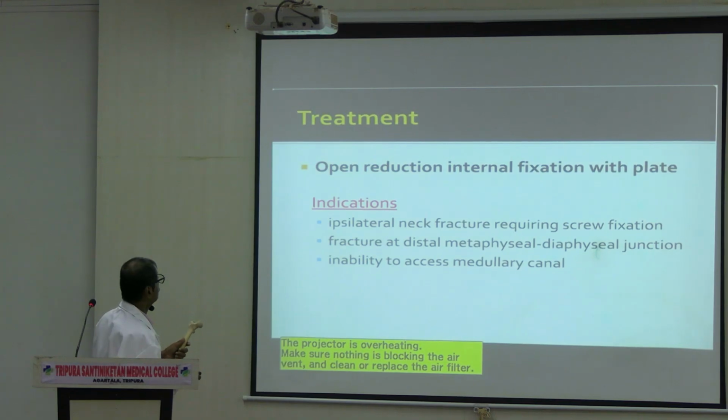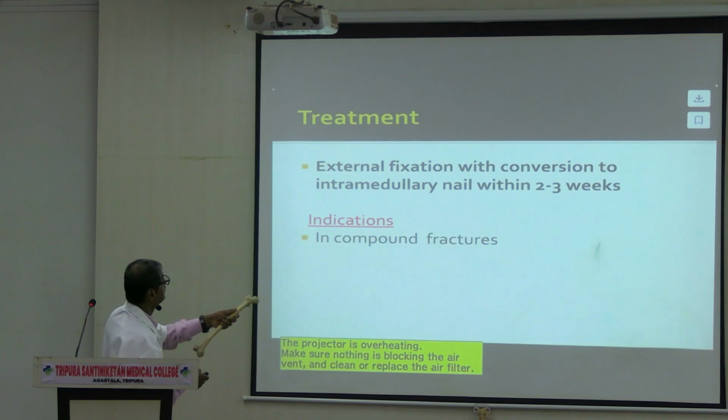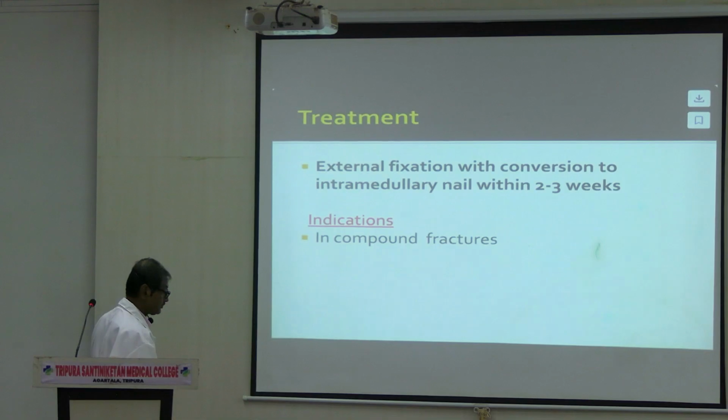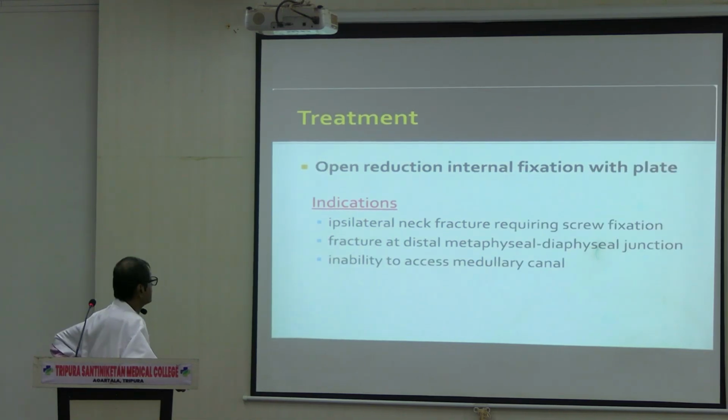External fixation, open reduction and internal fixation. External fixation is done in compound fracture. Compound means open fracture. When there is a wound, we have to take care of the wound, then external fixation. Open reduction and internal fixation is done for other indications. These are the indications. There is no need for you to know all the things.